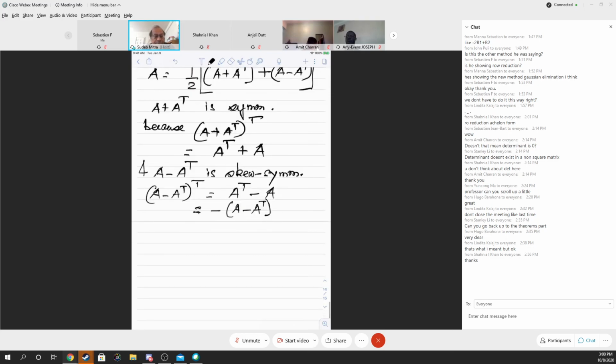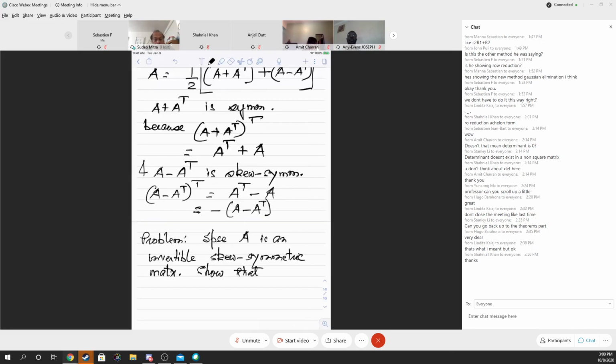So how about this one? Problem. Suppose A is an invertible skew symmetric matrix. Show that A inverse is skew symmetric.